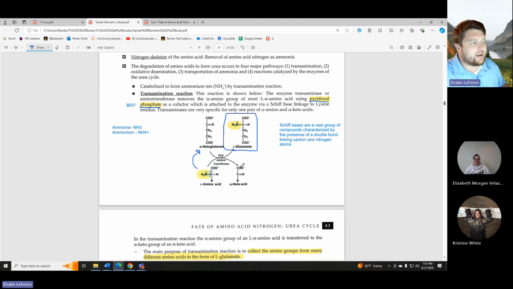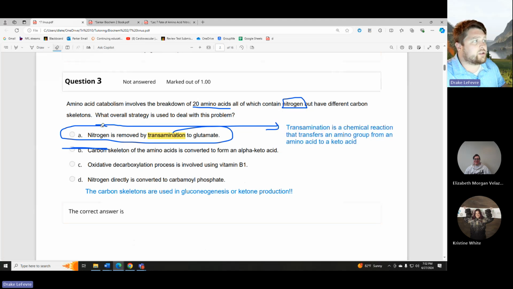If you're going to be guessing on a lot of the stuff here, you're going to see glutamate or alpha ketoglutarate. Guess glutamate first. If that's not available, alpha ketoglutarate is probably a good answer choice as well, because those two both pop up pretty frequently in this chapter.